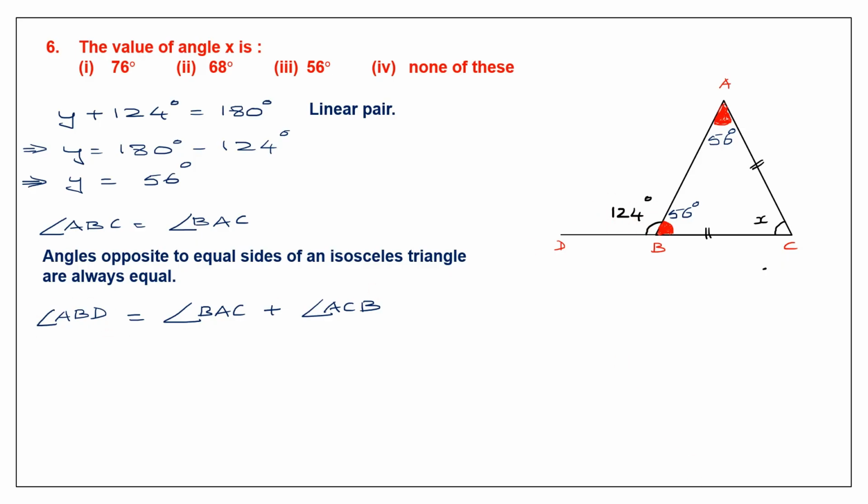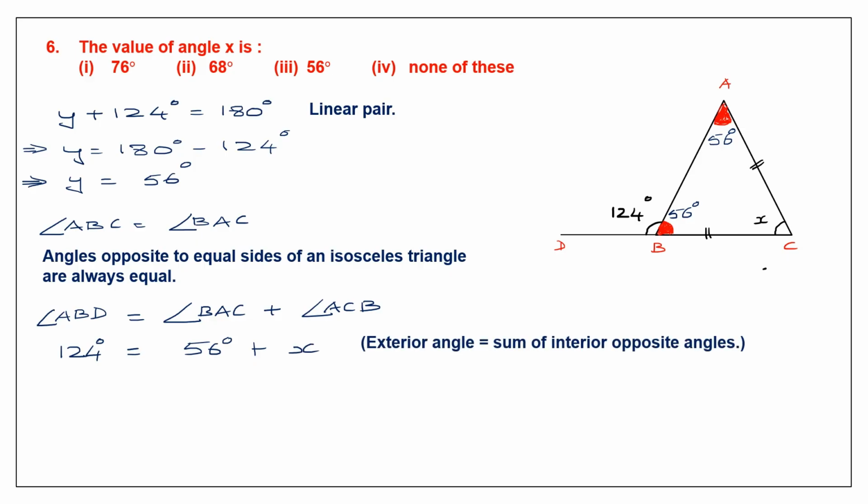We have 124 degrees, and that is equal to angle BAC, which is 56 degrees, plus angle ACB, which is x. Now how can we say that this is equal to this? Because an exterior angle is equal to the sum of the interior opposite angles. That's why we say that 124 is equal to 56 degrees plus x degrees.